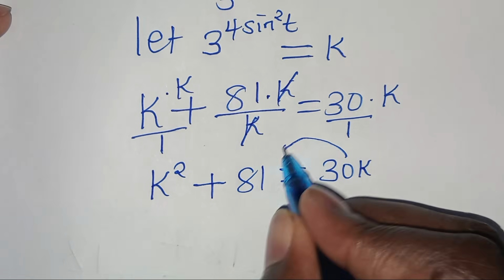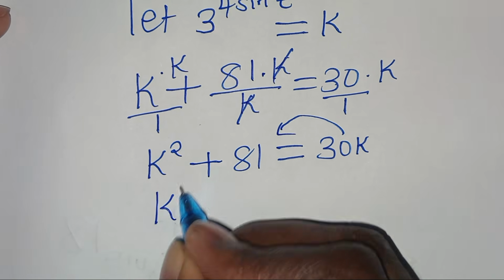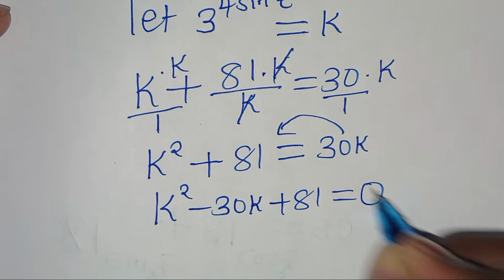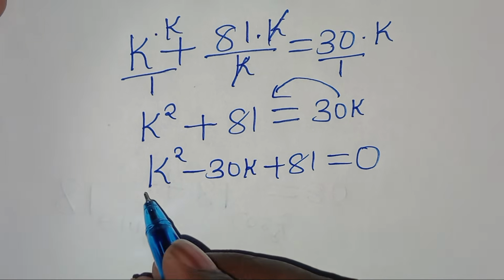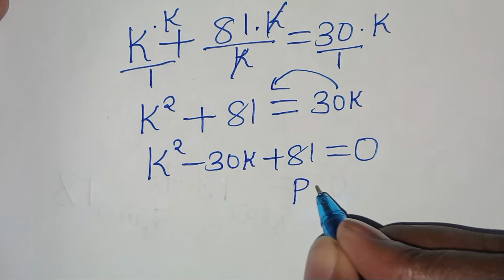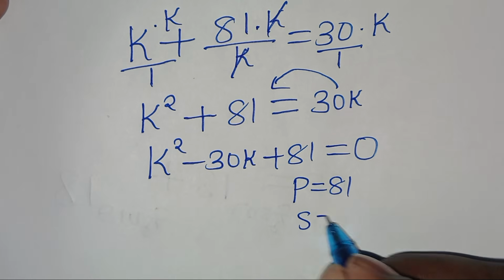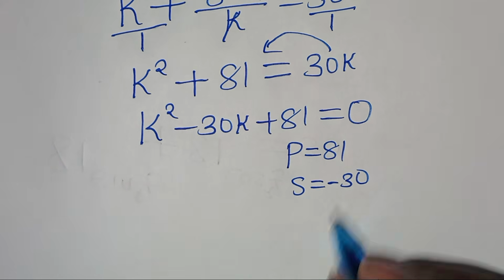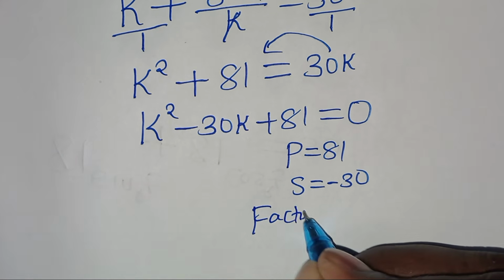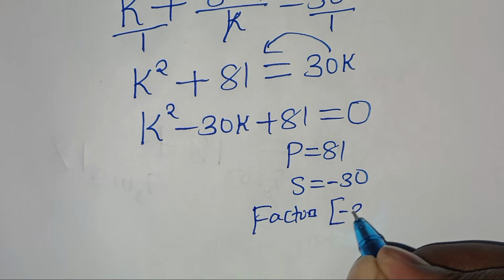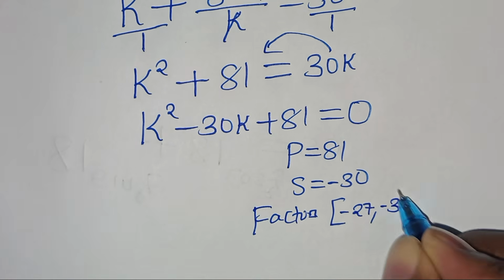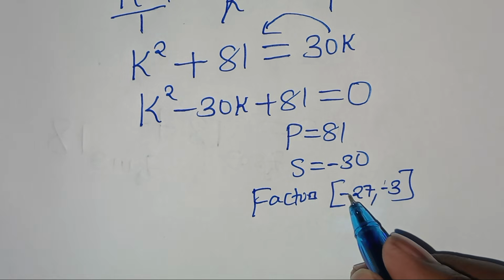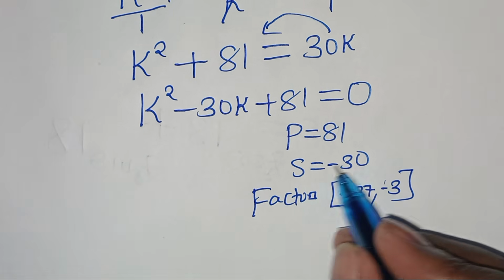Let's take the 30k to the left hand side, so that we have k squared minus 30k plus 81 equal to 0. This is a quadratic equation where the product is equal to 81 and the sum is equal to negative 30. So we can solve this quadratic equation by the factorization method. We have the two factors as negative 27 and negative 3. Negative 27 times negative 3 is equal to 81, and negative 27 plus negative 3 is negative 30.